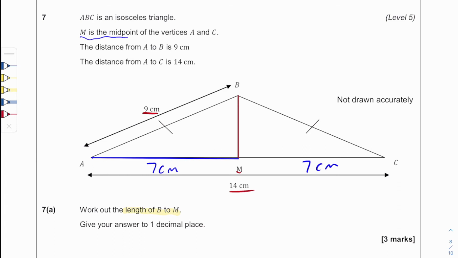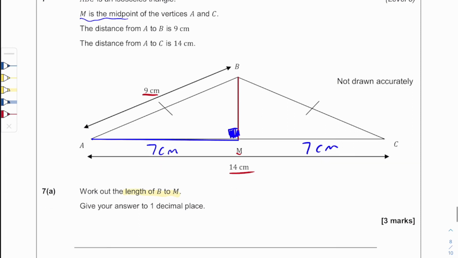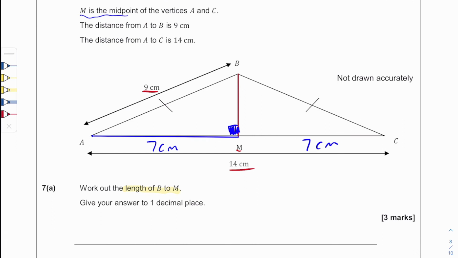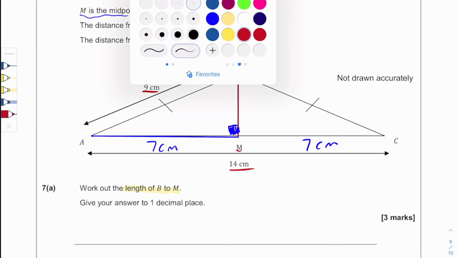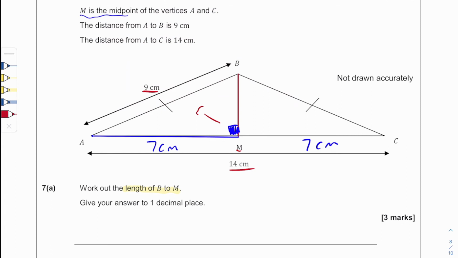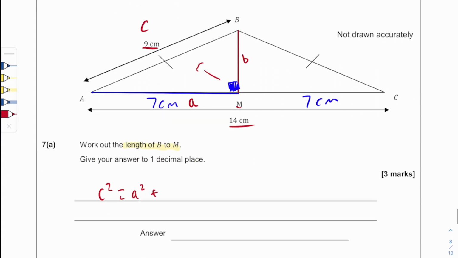Okay, we need to work out the length of B to M, so what we can do is we can put our right angle in here. And then it's simply just a normal Pythagoras problem. So the first thing to do is label our triangle. So opposite the right angle, we've got C, and then we'll say this is A, and we need to find B. So we then write down our formula, C squared is equal to A squared plus B squared.